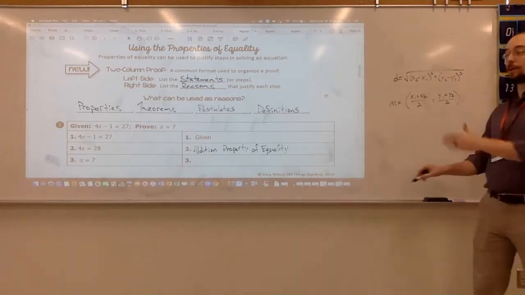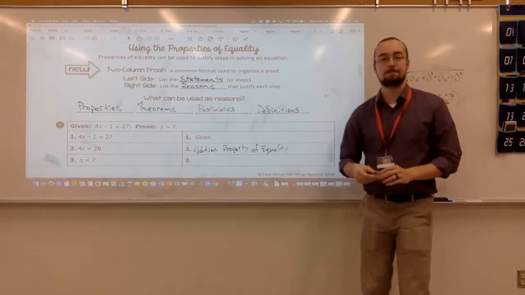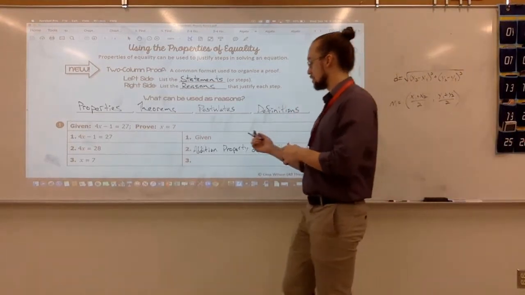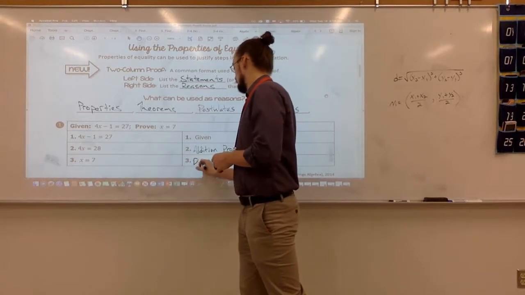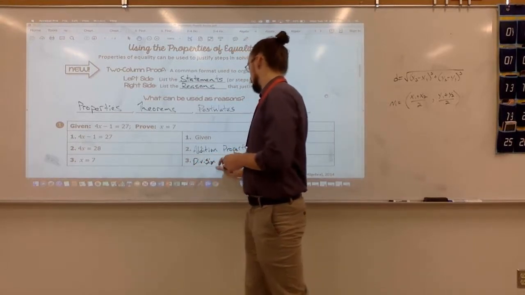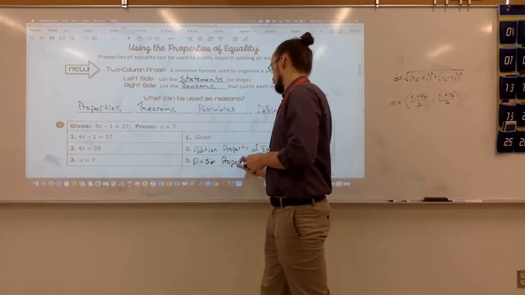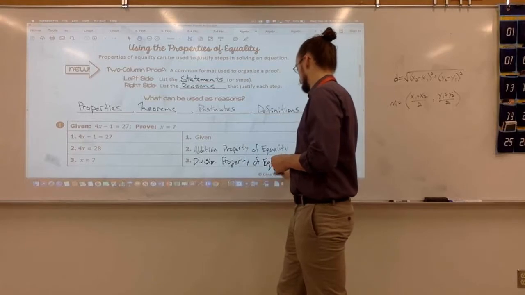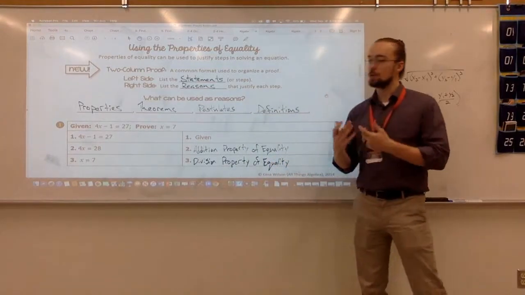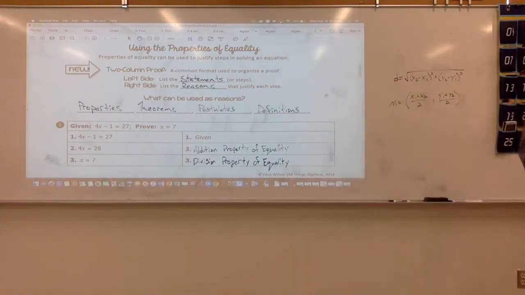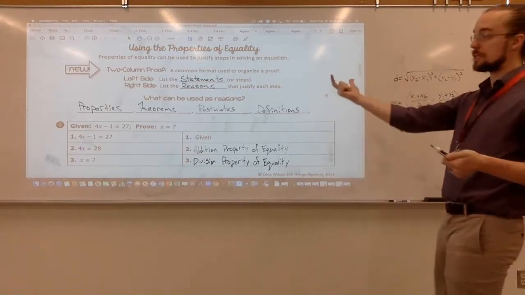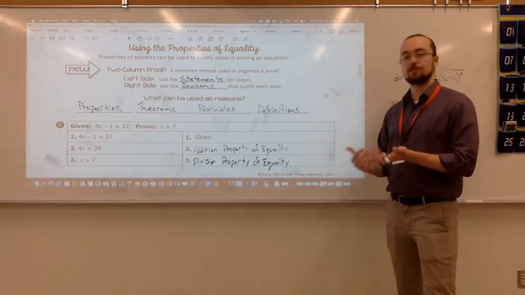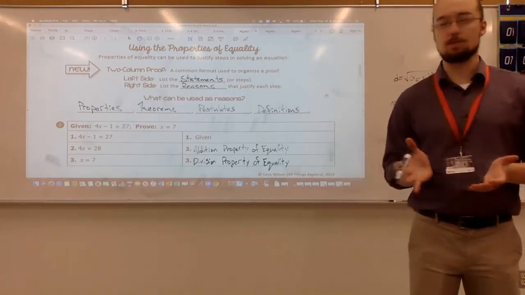Now, what did I do to go from step 2 to step 3? I divided both sides by 4, so we would say the division property of equality. All we're doing here for these first few examples is looking to see what they did to go from step 1 to step 2, and then figuring out our justification. Questions so far?